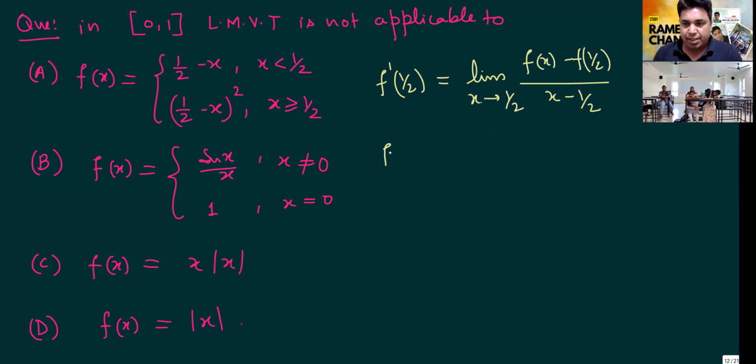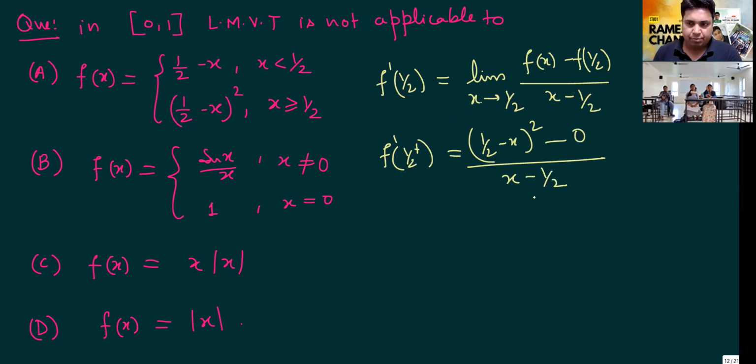Here you need to find f dash half plus, the right hand derivative RHD. Since the functions are different in different cases, RHD: f dash half plus becomes limit of (1/2 minus x)^2 minus f of half, which is 0, upon x minus half. So what are you getting here? It is x minus half, limit x tending to 1 by 2 plus, and it is coming out to be 0. Right hand derivative is 0.